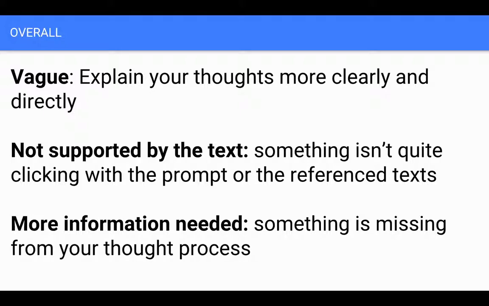Okay? Or it's not supported by the text, and that's why I'm asking how or why. Where do you see this? Is this the author's argument? Because something isn't quite clicking with the prompt or the reference text. Sometimes you guys got a little off of what Lakoff was arguing about. Lakoff was arguing about supporting war, and that's not what Lakoff is writing about, right? We have to remember that Lakoff is writing about language. And then mostly more information is needed. Something is missing from your thought process, and I just want to see how you got there because that's just as important as your conclusion.